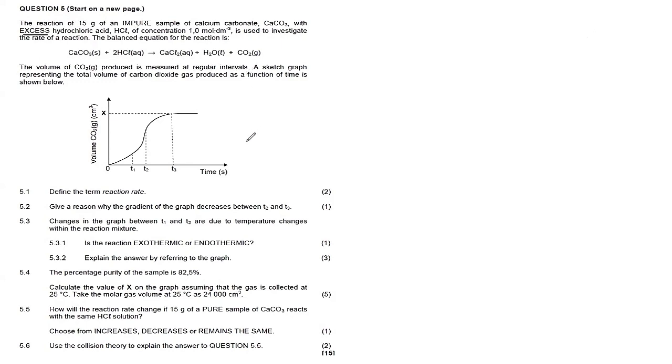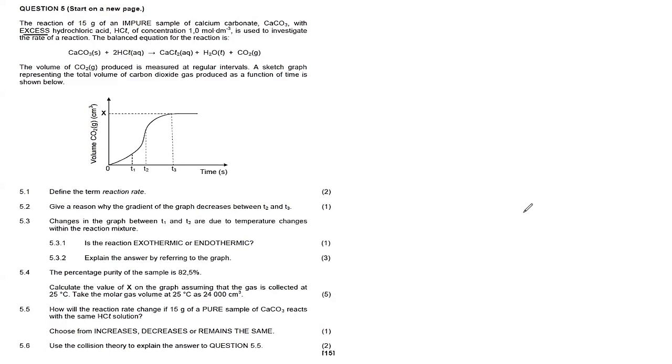And then you'll remember that we spoke about it, that the gas most of the time will be our measure of the rate of reaction, because it is the one that escapes the reaction vessel. And therefore, if we can measure how much of this gas is produced, then it can tell us about the rate of reaction. Then a sketch graph representing the total volume of carbon dioxide gas produced as a function of time is shown below. Then 5.1 is simply saying define the term reaction rate.